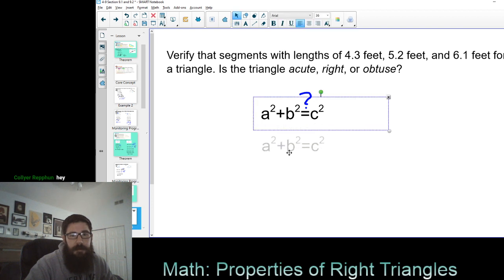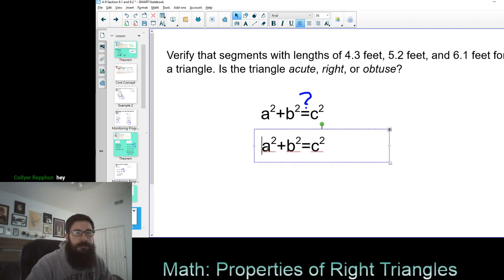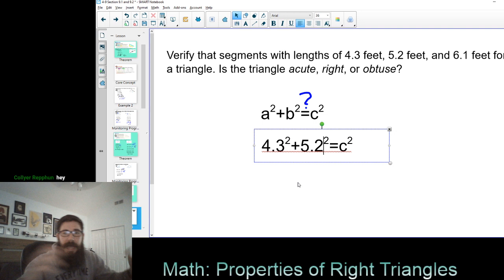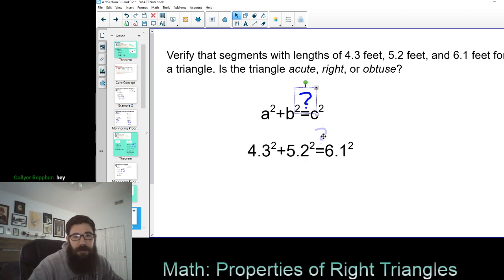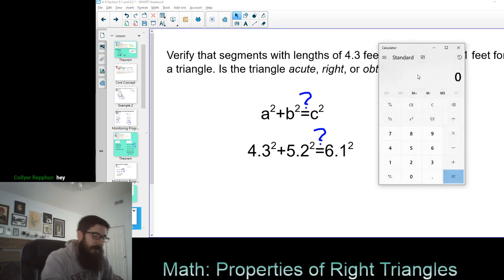Let's start substituting some numbers here. I'm going to put instead of a, 4.3. Instead of b, I'm going to put 5.2, because those would be the legs. They have to be the two smallest, and your largest side would have to be where the hypotenuse goes. 4.3 squared plus 5.2 squared, I'm putting equals with, again, this question mark over it. We're going to make a comparison at the end and see. What's 4.3 squared? I don't know. Let's figure it out.